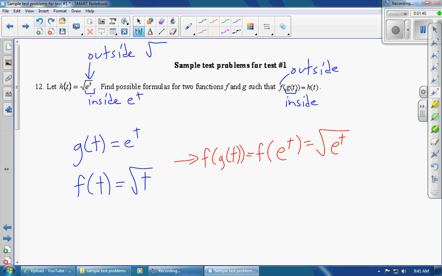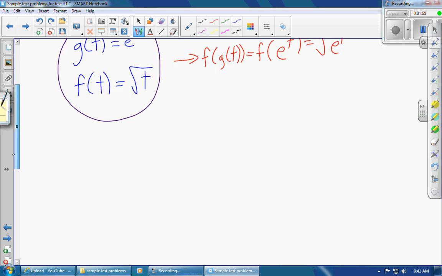Now I said there are lots of different ways to do this, so this right here I would say is the best way to do it. It's the natural way, and it's going to be useful if you end up taking a calculus course to break up this function in that way. But there are other ways to do it, so we'll just write down two other quick ones.